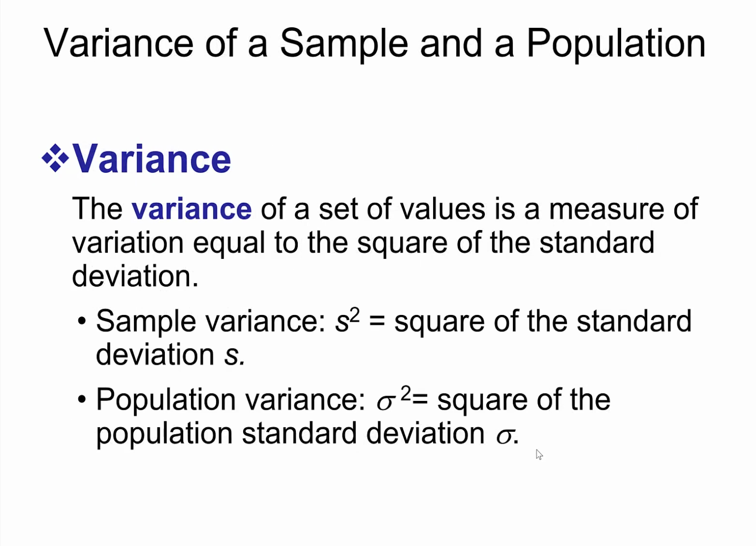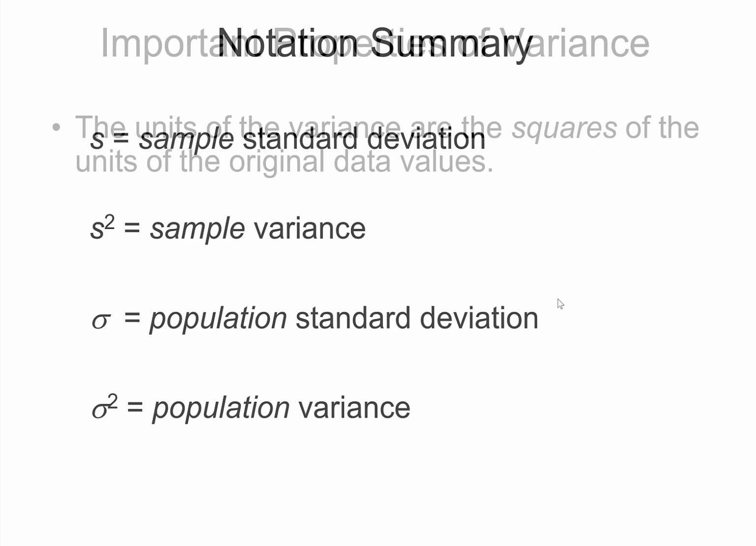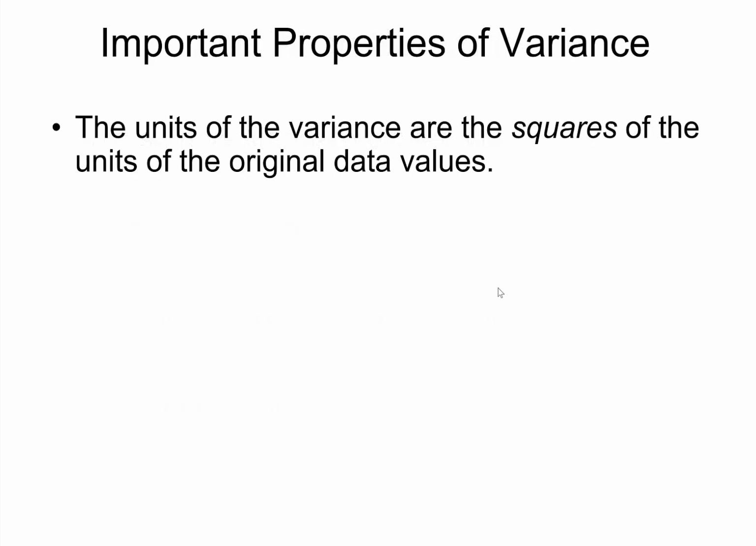The variance is a measure of variation. Again, the variance is the square of the standard deviation. It's actually the quantity under the square root sign when we calculate the standard deviation. So we have s for the sample standard deviation, s squared is the sample variance, sigma is the population standard deviation, and sigma squared is the population variance. The units of the variance are squares of the units of the original data values.